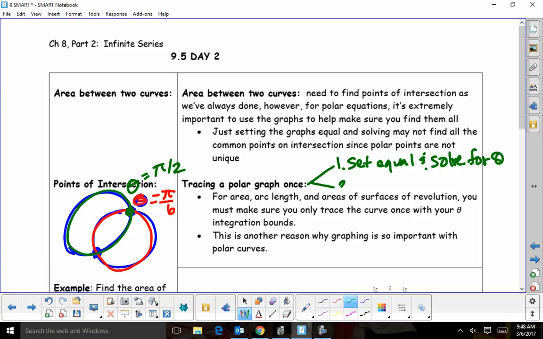But we also have to go graph, because just setting them equal won't find all of them all of the time. So we have to do two things for points of intersection with polar, because those are not unique. Make sense?